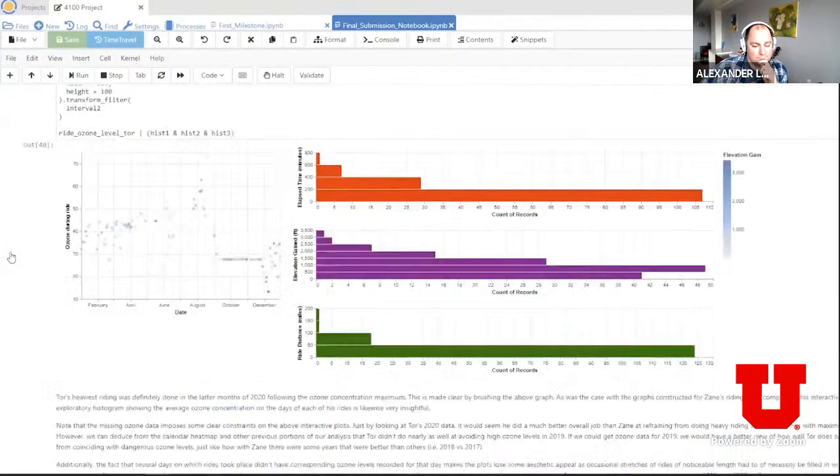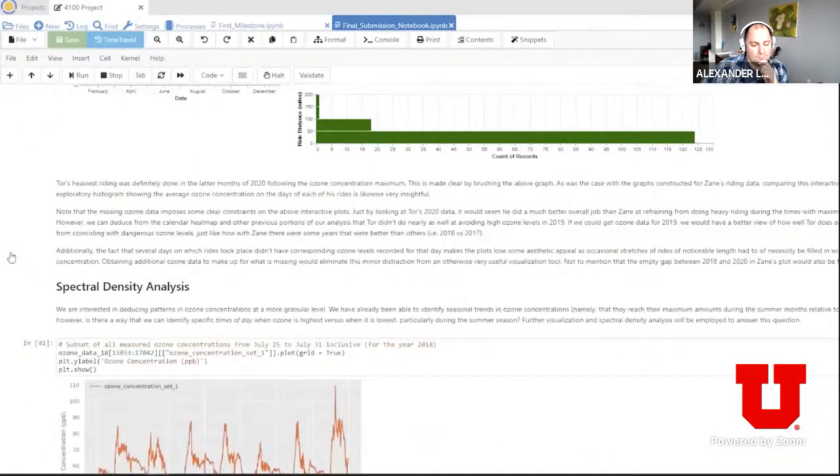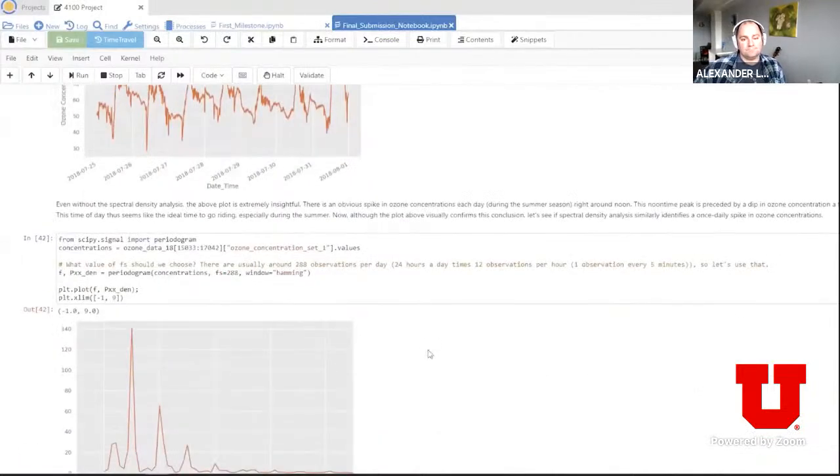So we achieved our main goals for this project. We were able to tell how to avoid high ozone levels as a bike rider, but we were also able to gain insights that could be used to do further study, including studying the health impacts of ozone levels on different riders.